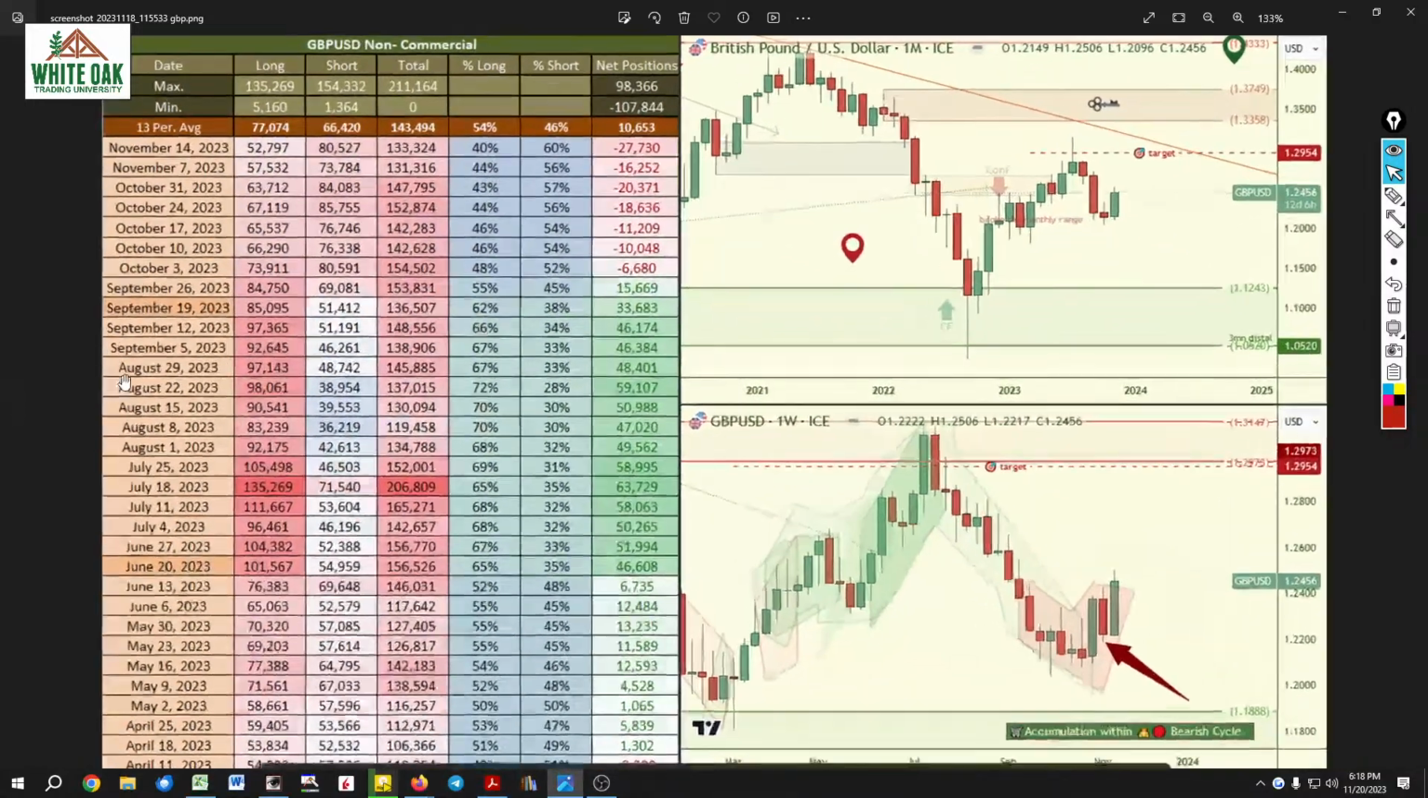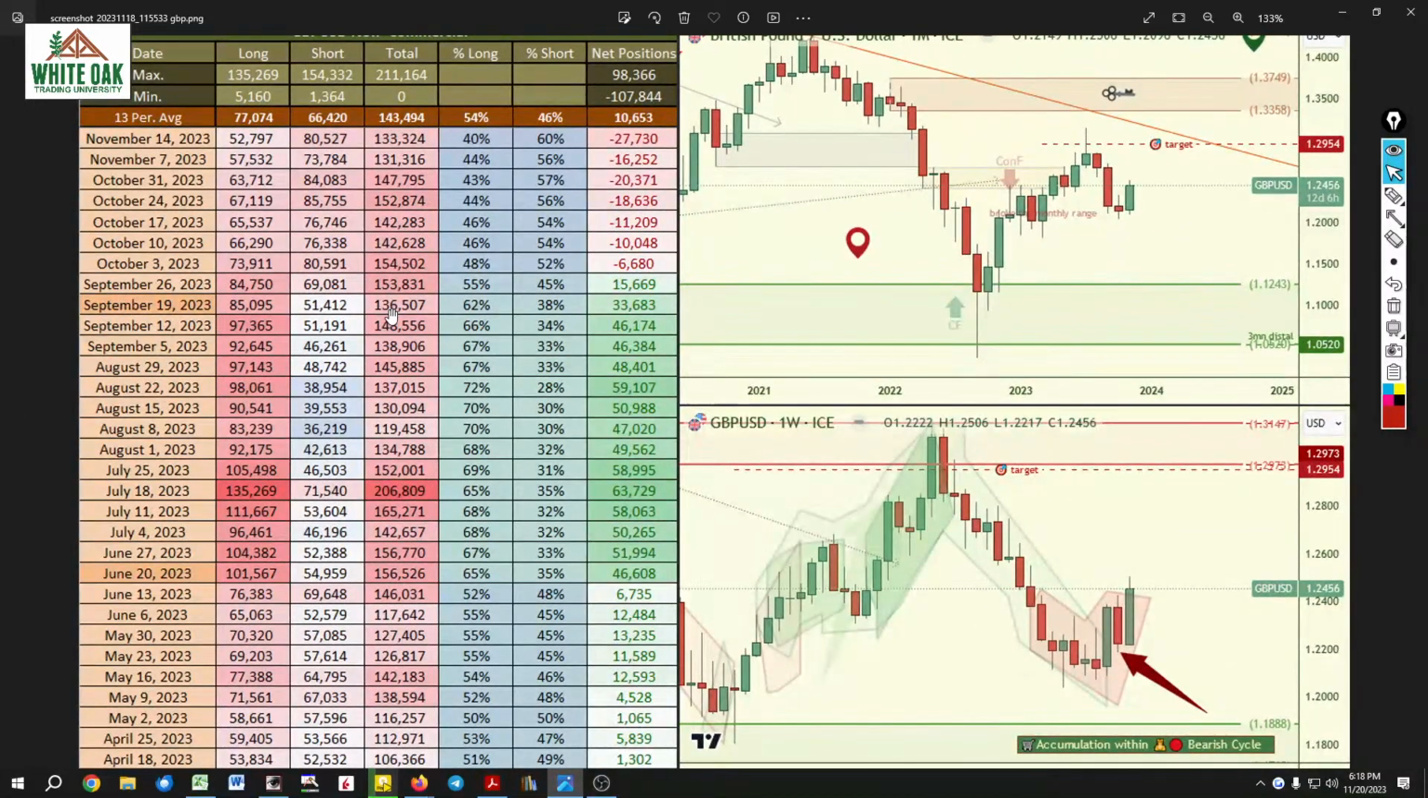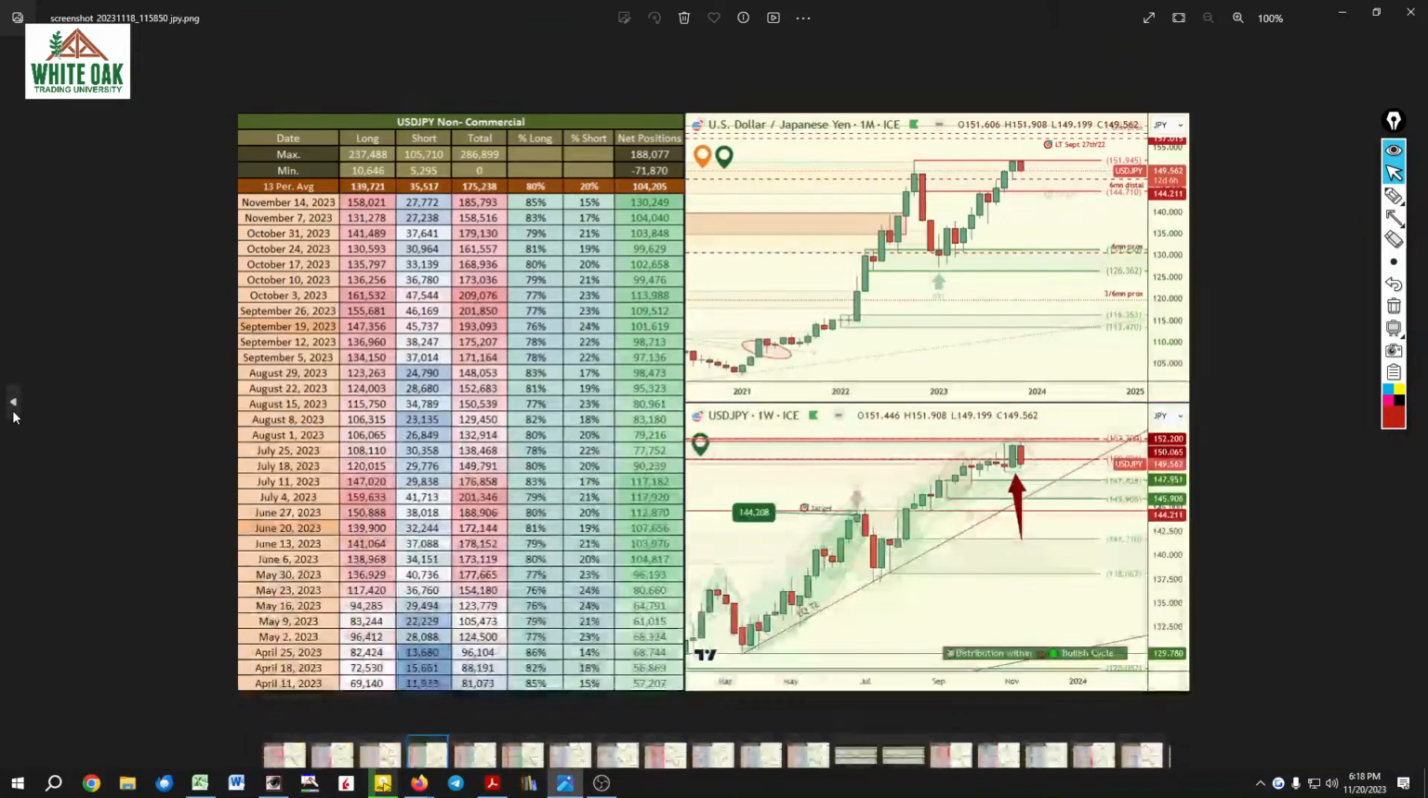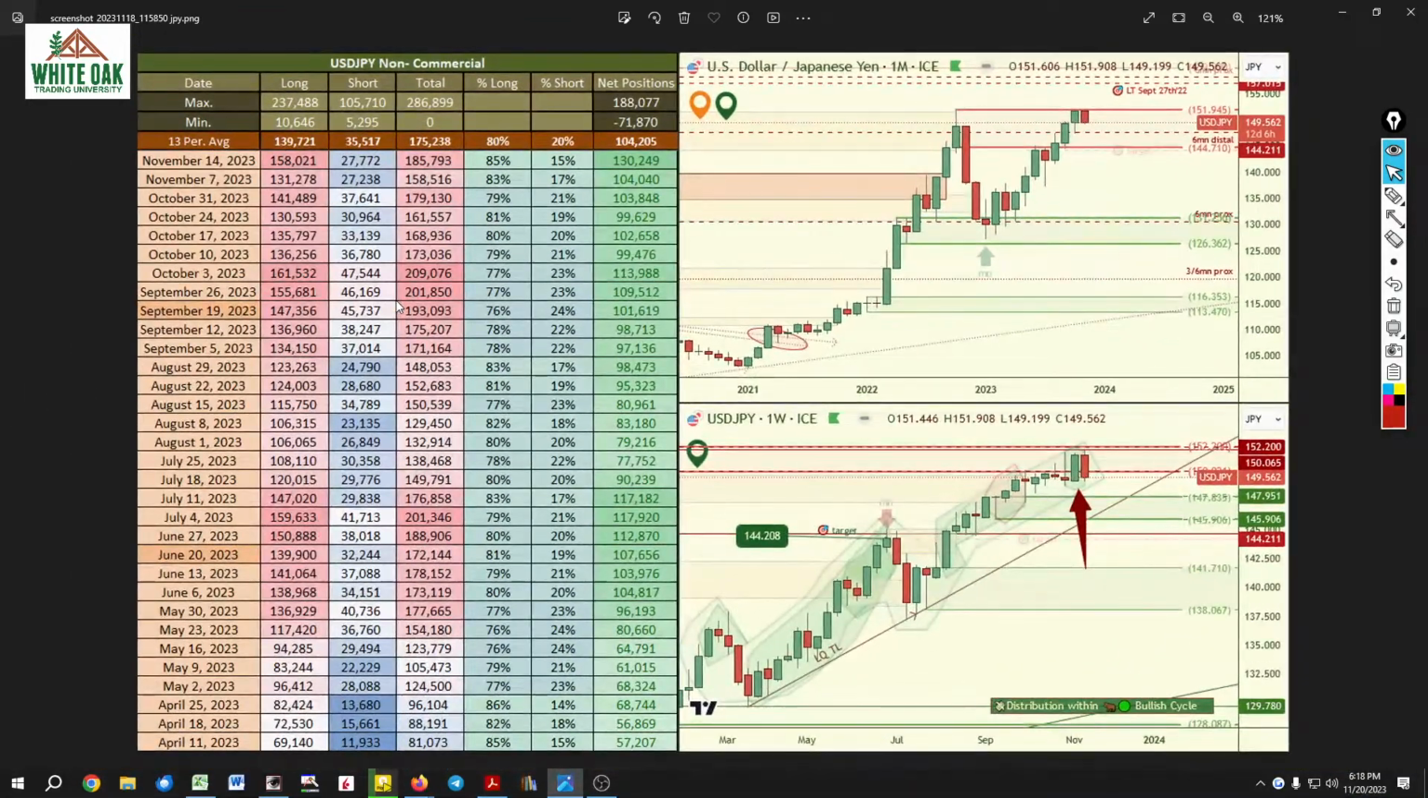Let's move on to the pound. Very similar, I suspect, to what's going to play out here on the pound. Very similar situation to the euro. So we move forward. US dollar, Japanese yen. This is the one I want to get to. This one's a good one.